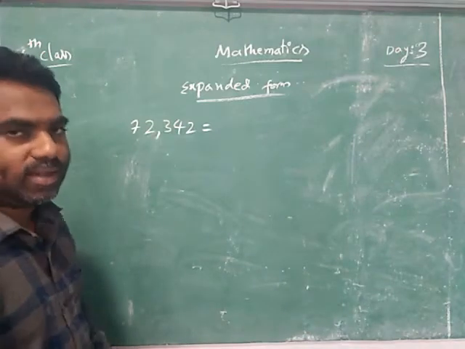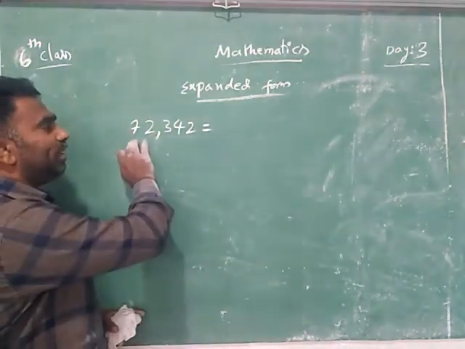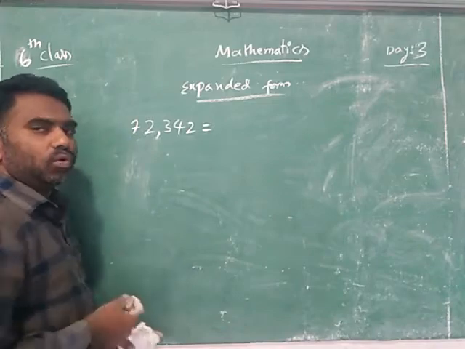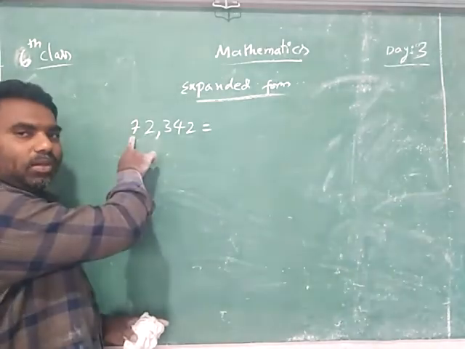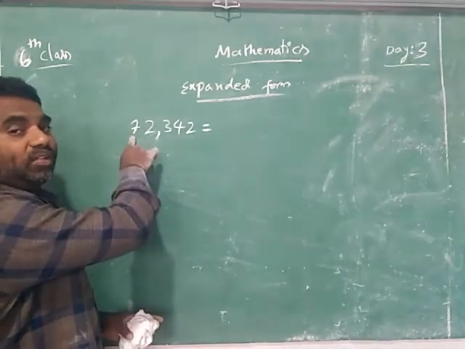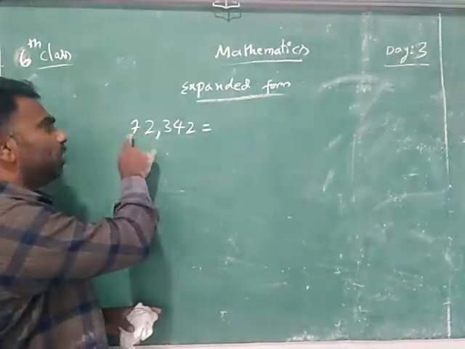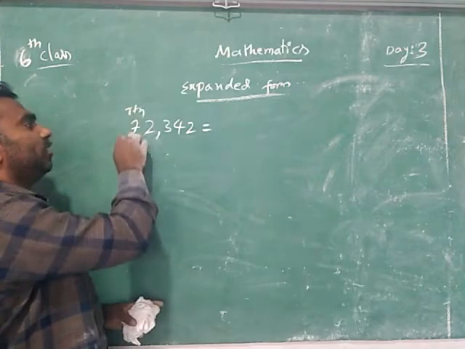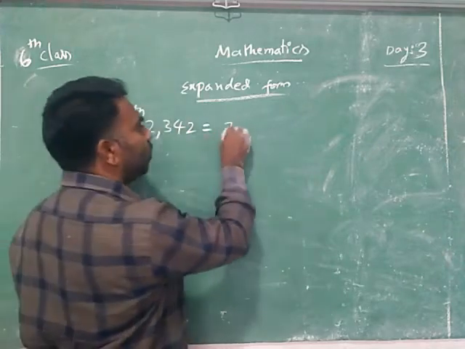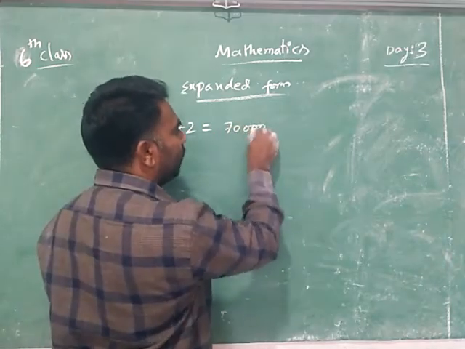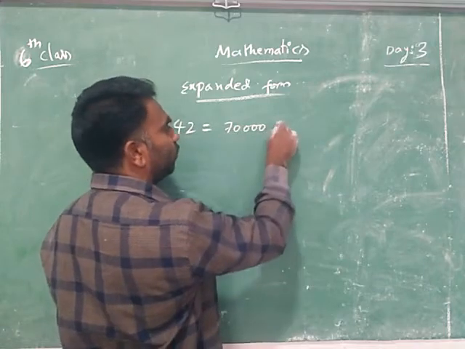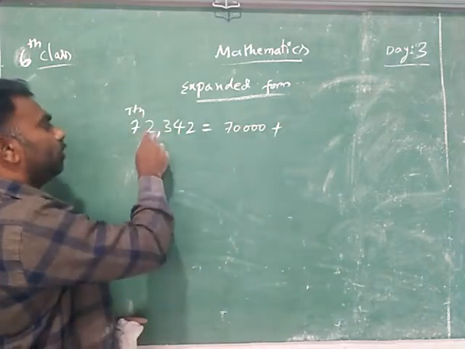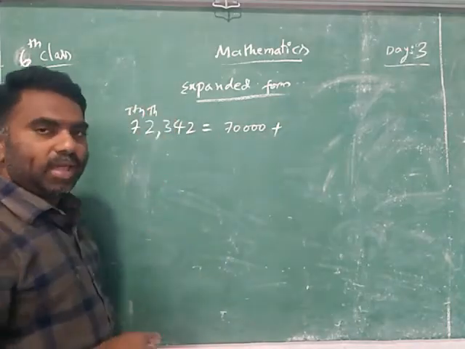Already before that we have discussed. So first, digit-wise, you have to go. First digit 7. What is the place value of 7? Not face value, place value. What is the place value of 7? 7 is in 10,000s place. That's why 7 tens, 70,000. 70,000 will come from 7 and 4 zeros, plus 2. 2 is in thousands place.